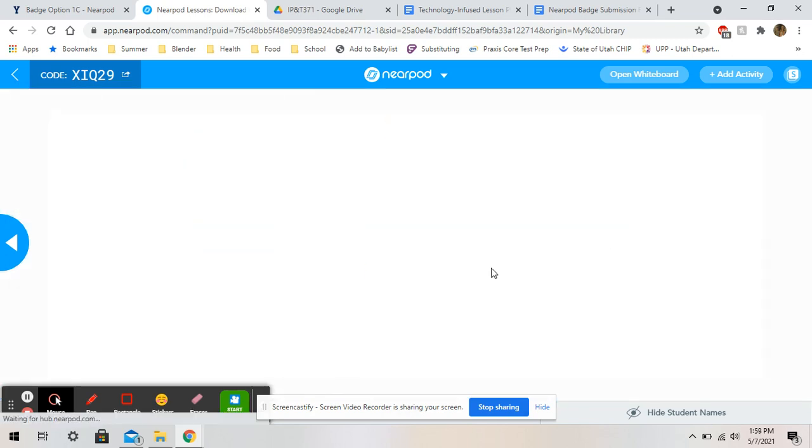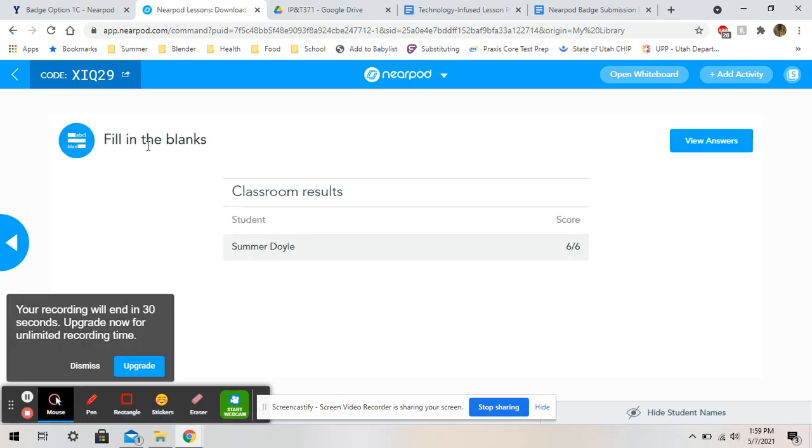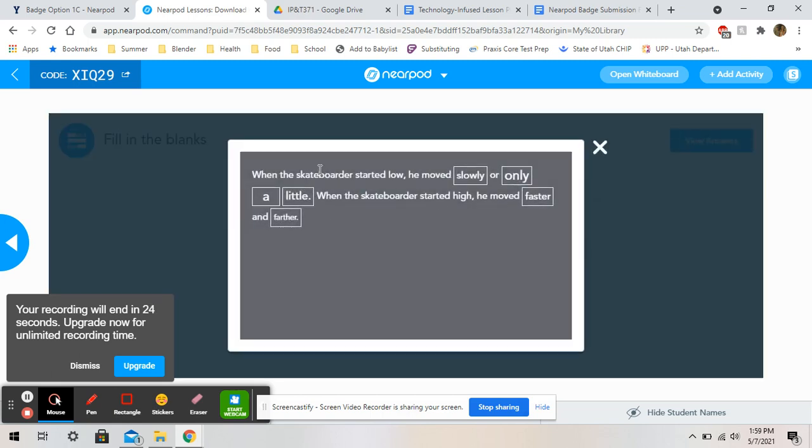And then after they've constructed that knowledge on their own, then there's a fill in the blank question, and I'd be able to see what they got correctly as they drag and drop the answers into the fill in the blank, and then that would end the activity, and I'd assess their knowledge from there.